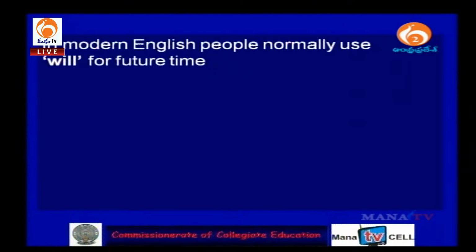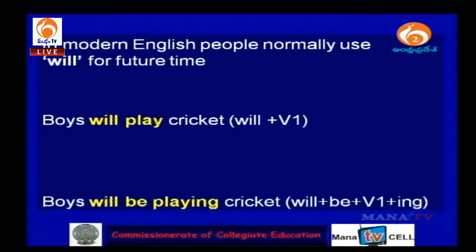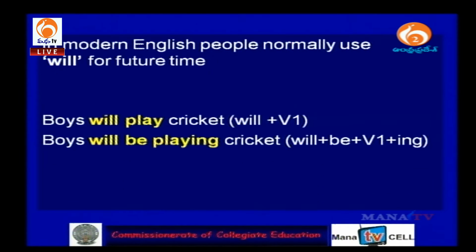Now, in modern English, normally people use will as the auxiliary to represent future time. That's why we call future tense will future. Now look at the sentences once again. Boys will play cricket. In this sentence, we find the verb structure will plus V1. Then again, in the second sentence, boys will be playing cricket. Again here we see will be plus ing form for the basic verb structure V1.